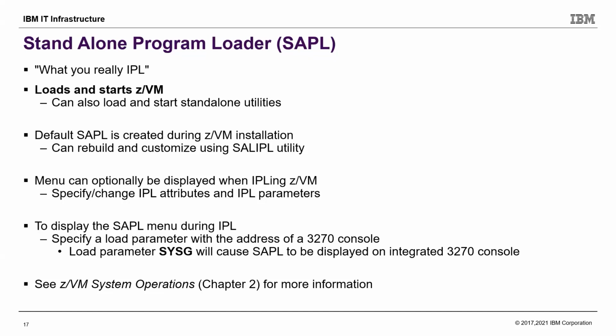There's a menu that you can display during IPL to change any of the attributes on the written loader program. You can change them for a specific IPL by displaying the menu. I mentioned that. To display the menu, you specify a load parameter with the address of the system 3270 console, or you can also specify SYSG to display it on the integrated 3270 console. I'm going to talk a little bit more about the loader, but there's an entire chapter in the system operations manual that goes into all the nitty-gritty details of that as well.